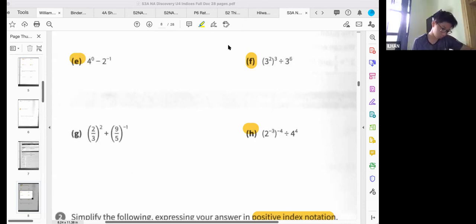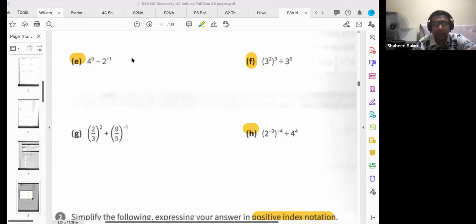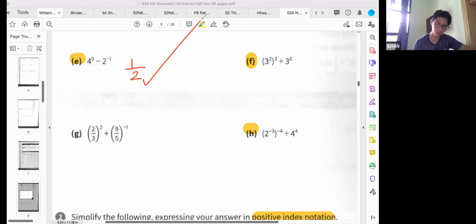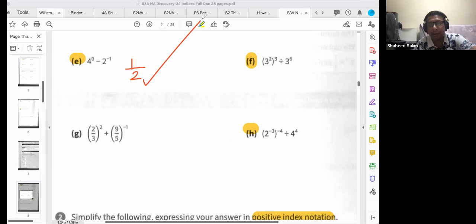Or 1/2. 1/2 like that. Like this, is it? Yeah. Okay, well done. Because this one is 1, this one is half 1. So your answer is half. Okay, what about the next one? F.